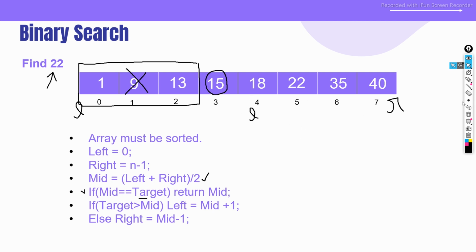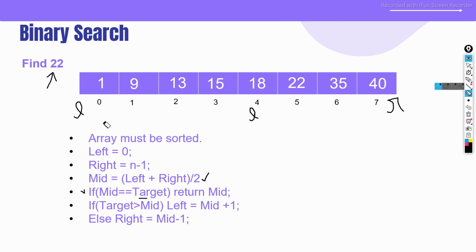Here our meet position will update again. For this L and R, the meet position will be 22. So 22 will be the meet position, and now the meet position is equal to our targeted value. So we can return the meet.